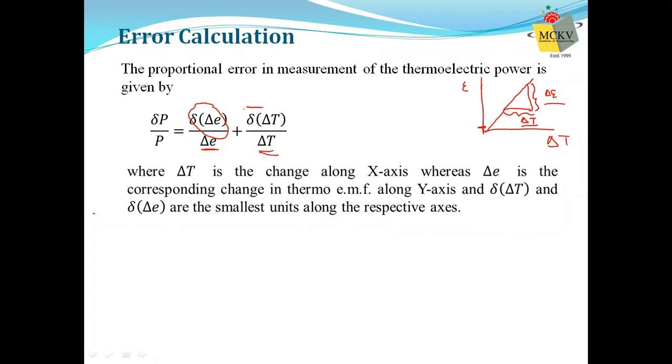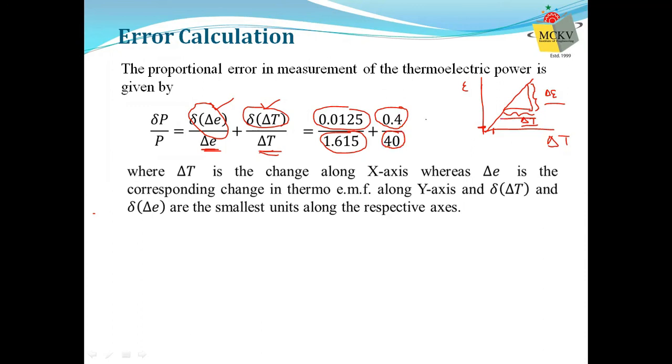And what is this then? This is the smallest division along the x-axis. So these two depend on how you scale your graph, and the denominators depend on how big a triangle you take. So it is preferable that you take a bigger triangle. If we put the values for our plot, the smallest division along the y-axis is this, and this was our delta E, 1.615 millivolt. This is the smallest division along the x-axis for our plot, and 40 was delta T, this distance.